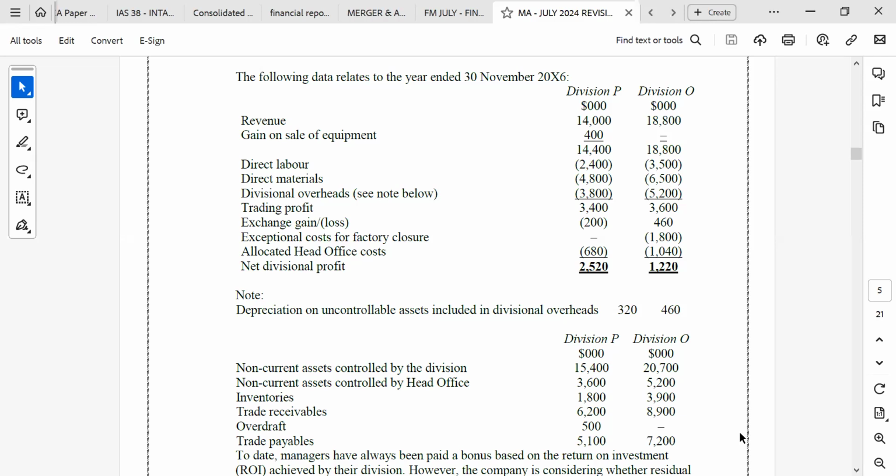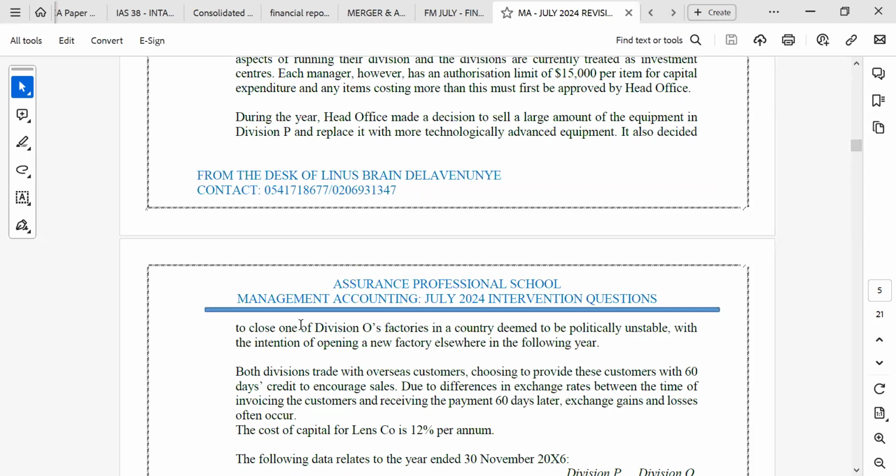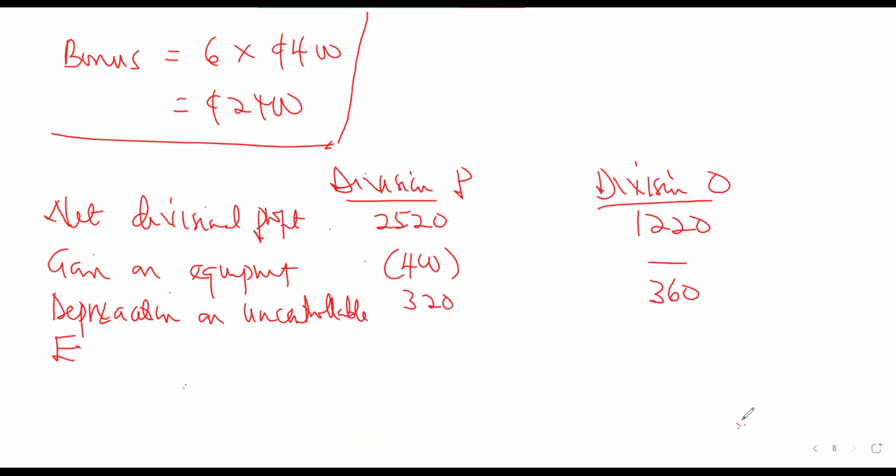But the exceptional cost for factory closure, what is bringing this particular exceptional cost? Come here. Head office. It also decide to close one of the divisions of factory, divisions O factories in a country deemed to be politically unstable. This decision is made by the head office, which cannot be controlled by the divisional manager. So we bring the exceptional cost of closure that has been subtracted. We add a 1,800 back. Are we okay?